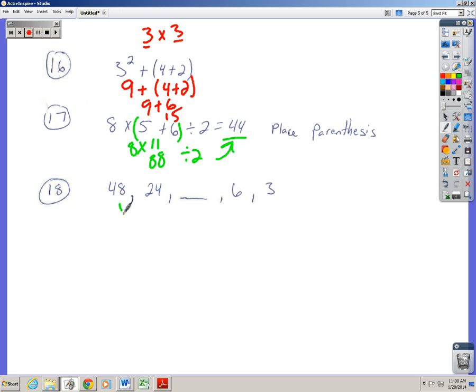Last problem of the day, we're simply dividing by 2 each time. 24 divided by 2 is 12, and 12 divided by 2 continues to get me where I need to be.